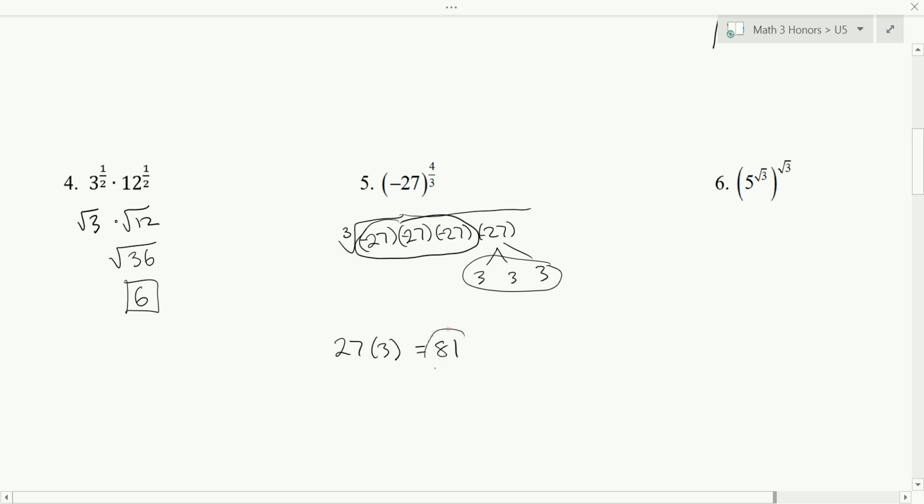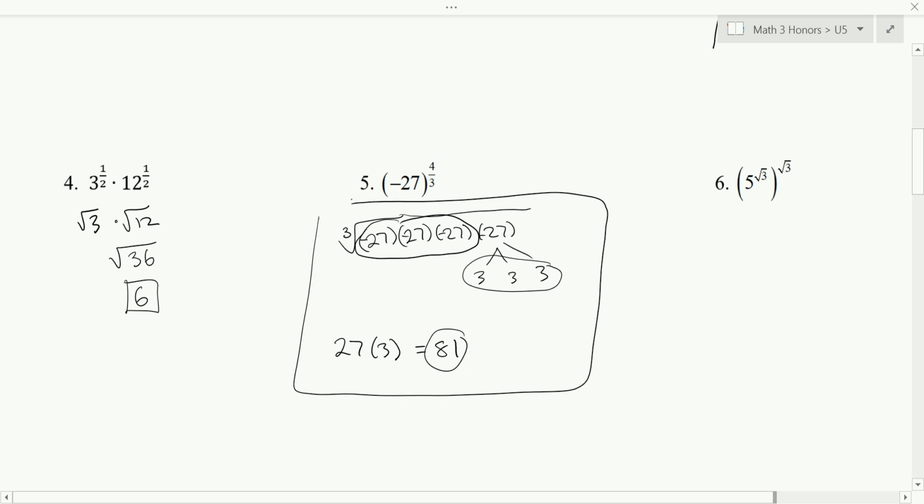So that's one way, and it certainly works. But there are a couple other ways. Did anybody do it a different way? Chase, what'd you do?